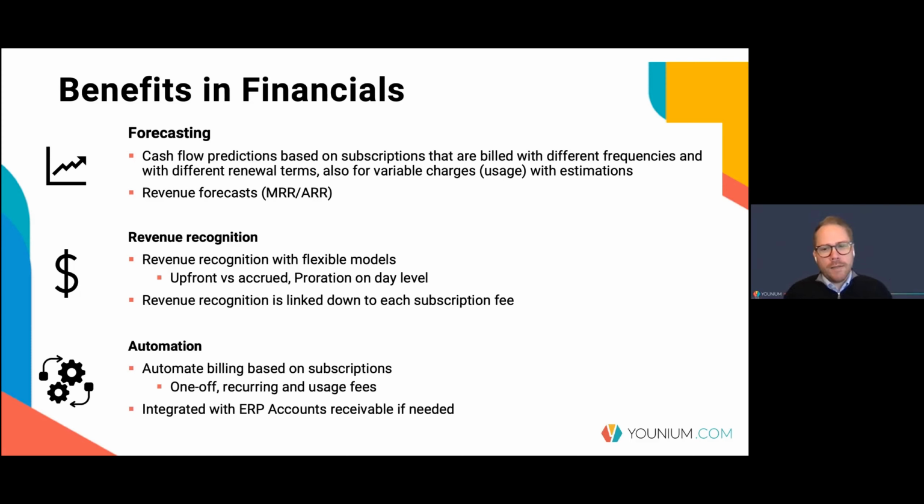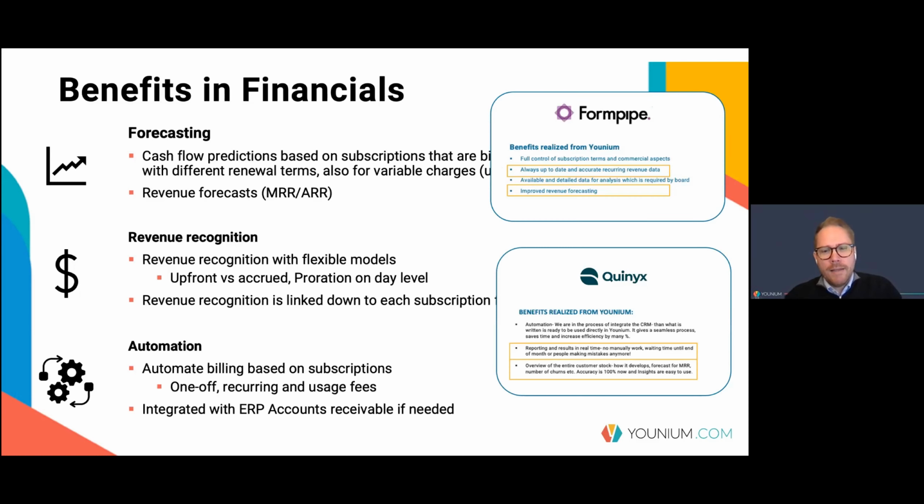Would also like to highlight a few customer cases that we worked with. Both of them, I would say, highlighting forecasting and real-time analysis of the subscription and revenue data. The top one, Formpipe, is more geared towards really getting a grip on what is the recurring revenue? How is that recognized? How can we forecast that, being a public company? And the other one, Quinix, a bit tweaking it towards more like the backlog. What do we have contracted? What can we expect from the future?